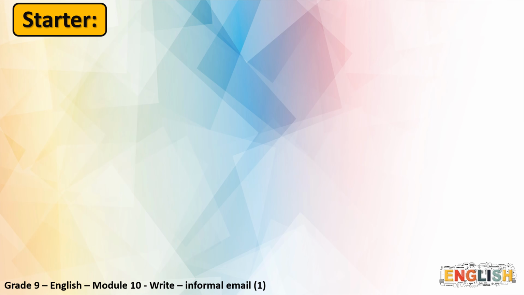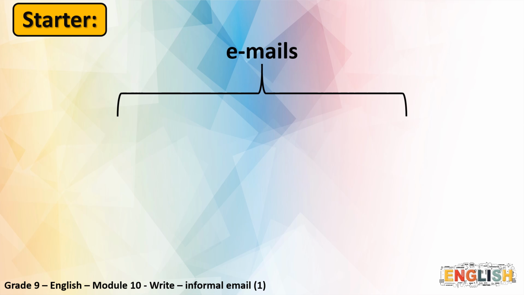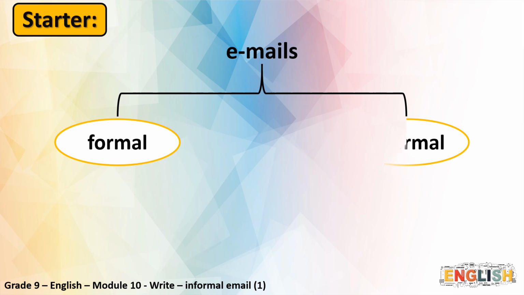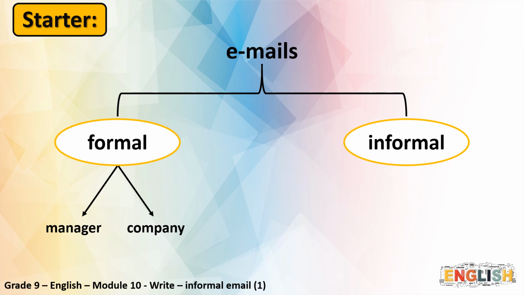So let's begin with the following starter. As grade 9 students, when you are asked to write an email, you are supposed to be familiar with two kinds of emails, the formal and the informal email. The formal email is sent to a manager or to a company, for example, while the informal email is sent to friends or relatives. In our lesson for today, we are going to learn how to write an informal email.